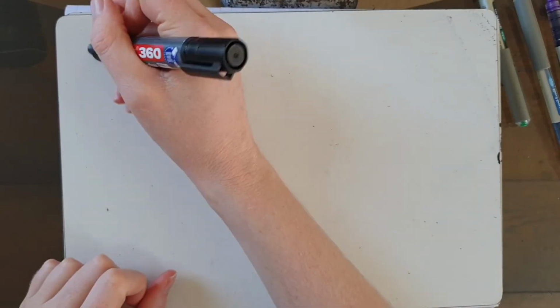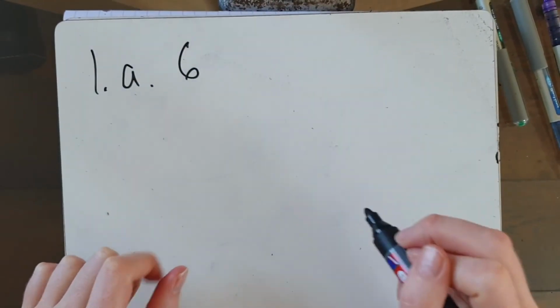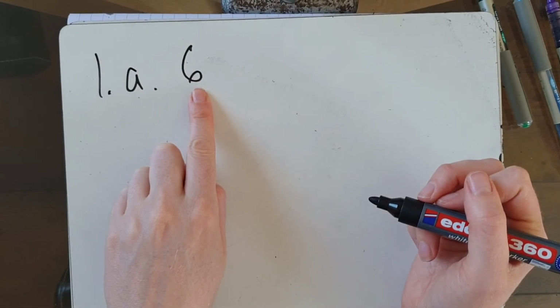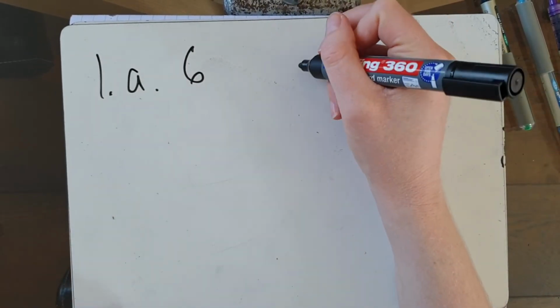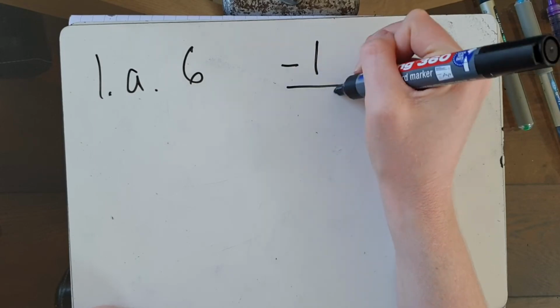The questions that I want you to do for this section start off ridiculously easy and get progressively more difficult. So question 1 is just asking you to find the gradient of a line which is perpendicular to a line with gradient 6. So if you've got a line with gradient 6, the gradient of the line that's perpendicular is negative 1 over 6.